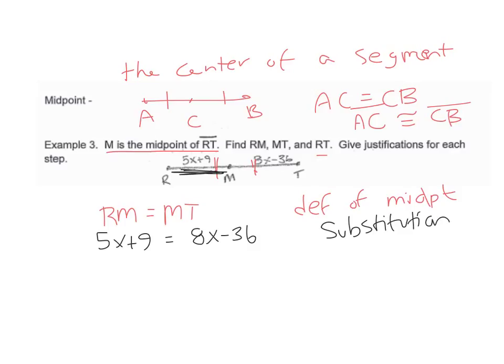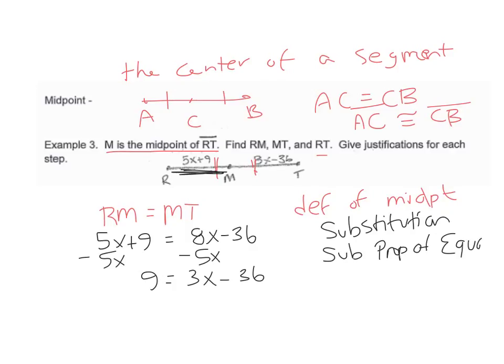Now I'm going to solve for x. In order to solve for x, you want to get your x's on the same side. So I subtract x from both sides and get 9 equals 3x minus 36. What I just used was the subtraction property of equality because I did it on each side of the equal sign. Now I'm going to add 36. I added 36, so that is called the addition property of equality because I added to both sides. So I have 45 equals 3x.